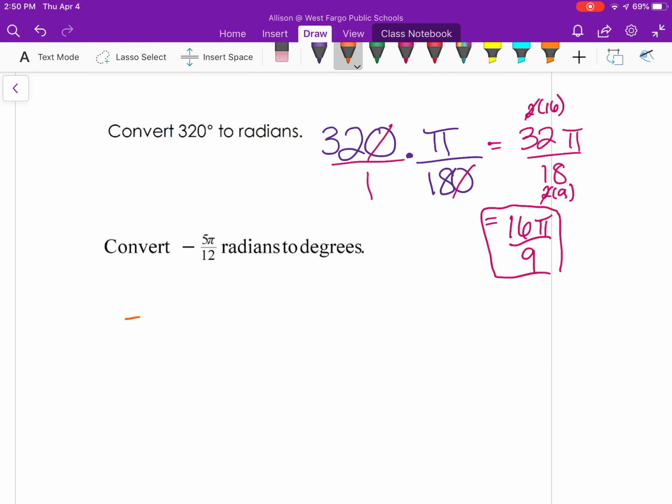If I want to convert from negative 5 pi over 12, the way that I remember it is that I want my pi to cancel because in degrees I don't have it in terms of pi. So if I want pi to cancel, I need to put pi in the denominator. That means the 180 goes in the numerator. So then my pi's cancel. And then try to simplify as much as you can.